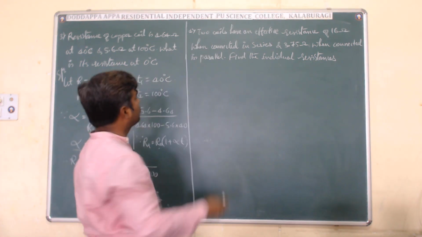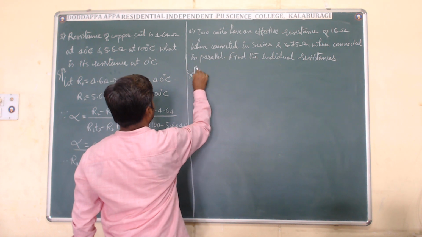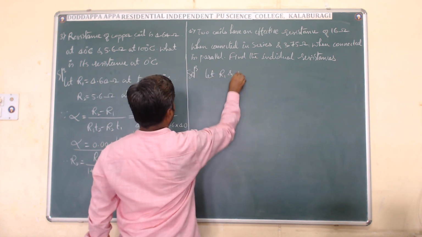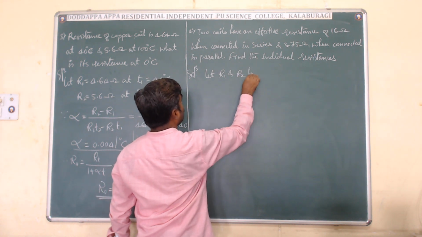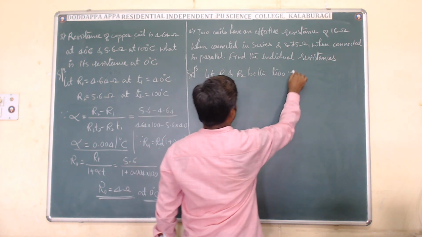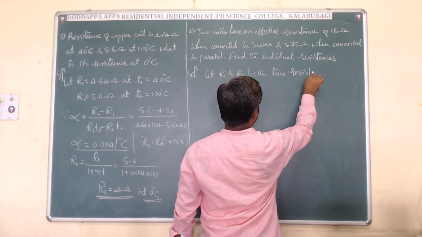Now let R1 and R2 be the two resistance coils.